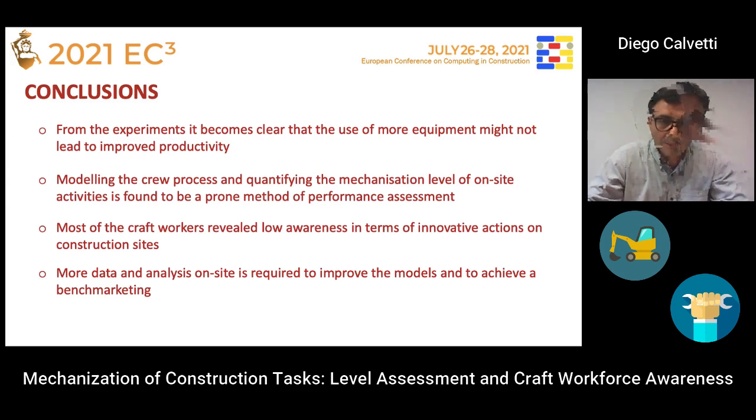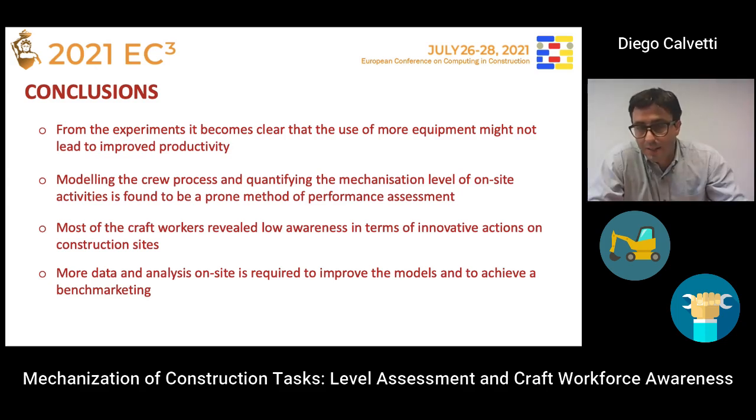Most of the craftworkers say they have no awareness about innovation, and we should deliver that information, bring education on site to talk about innovation. And of course, more data is needed, because this is just the starting point. We need to go on site and collect more data with different tasks to achieve a benchmark and improve our models.